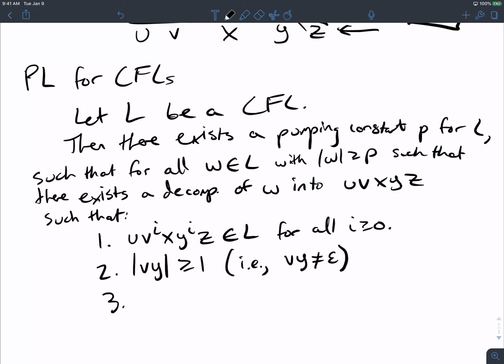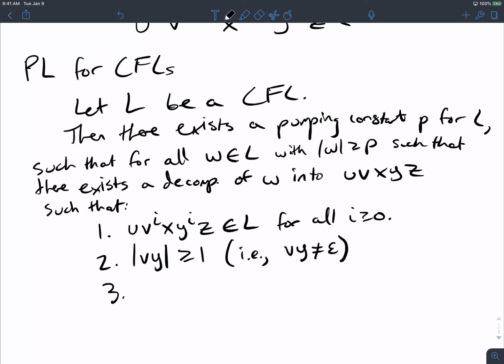Yep. But yeah, so V and Y could be different strings, but I'm putting the same number of them in there. So for example, if V is the empty string and I put i copies of it in there, it's still the empty string, but I'm still doing that operation. Other questions?